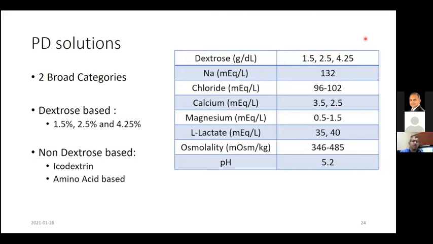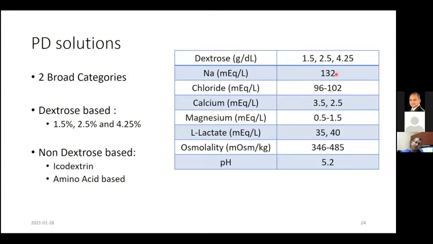Now, as you can see, the glucose levels can be 1.5, 2.5, and 4.25%. That's gram per deciliter. And the sodium is 132. So once you see that the sodium is 132, it's not uncommon that you will have patients who are always hyponatremic, like 130, 127, 128, 130, 132. That's because the PD is 132.